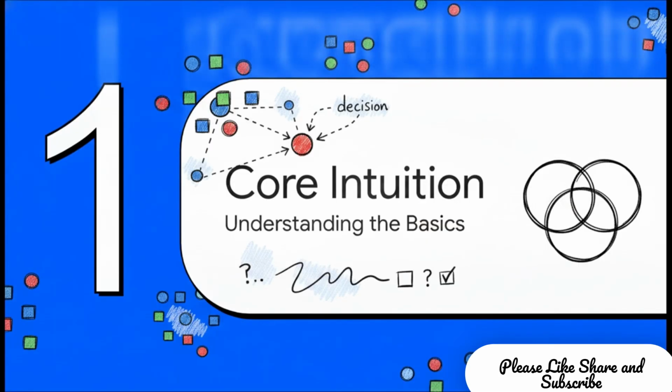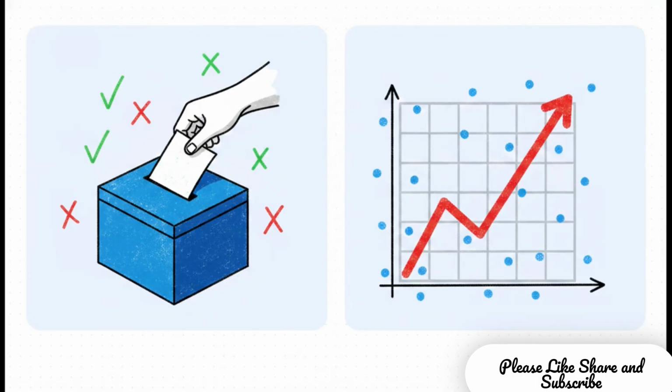Okay, Section 1. Core intuition and understanding the basics. Let's really cement the foundational logic behind how KNN makes its decisions. What makes this algorithm so incredibly versatile is that it handles both classification and regression tasks. For classification, like predicting a pass or a fail, the algorithm looks at the nearest neighbors and basically holds a vote. The most popular class wins. Simple enough, right? But what if we're trying to predict a continuous number, like the price of a house? Well, for regression, KNN generally just looks at the target values of those nearest neighbors and calculates their average.